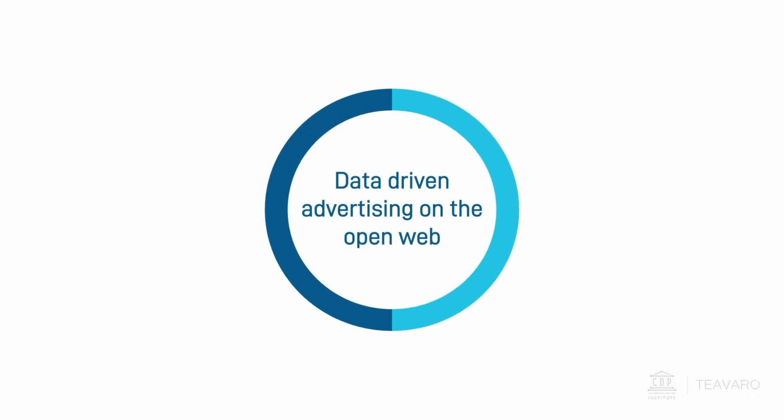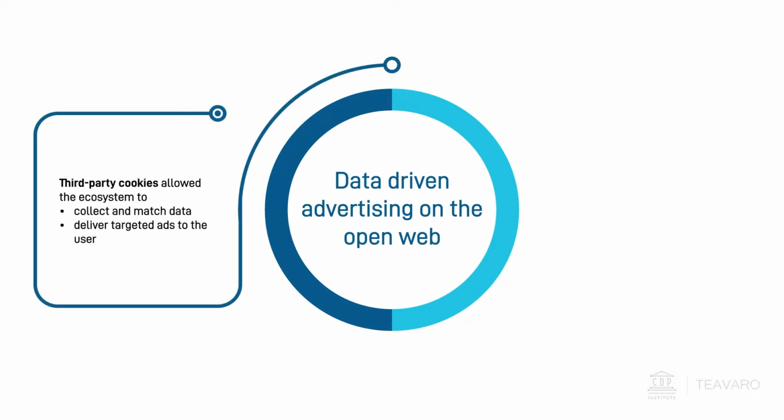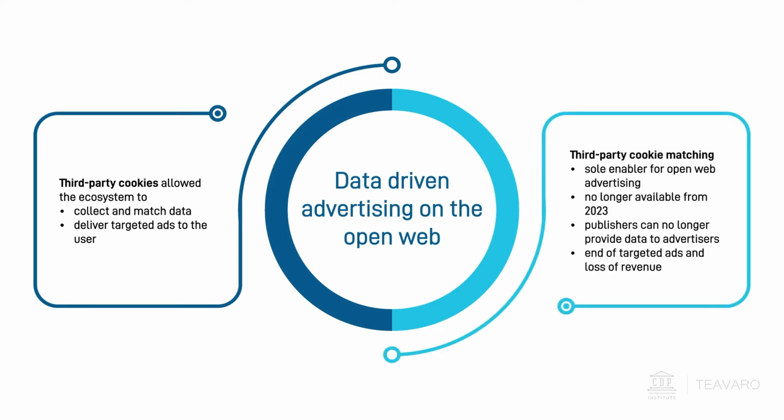Data-driven advertising in the open web used to work on the basis of third-party cookies. The third-party cookie allowed the ecosystem to collect and match data on users, like interests or clicks, and use that data to deliver targeted ads to the user. So, matching of third-party cookies was the sole enabler for the open web advertising space and is no longer available, meaning the publisher can no longer provide data to the advertiser, which results in the end of targeted ads, and with that, loss of revenue.